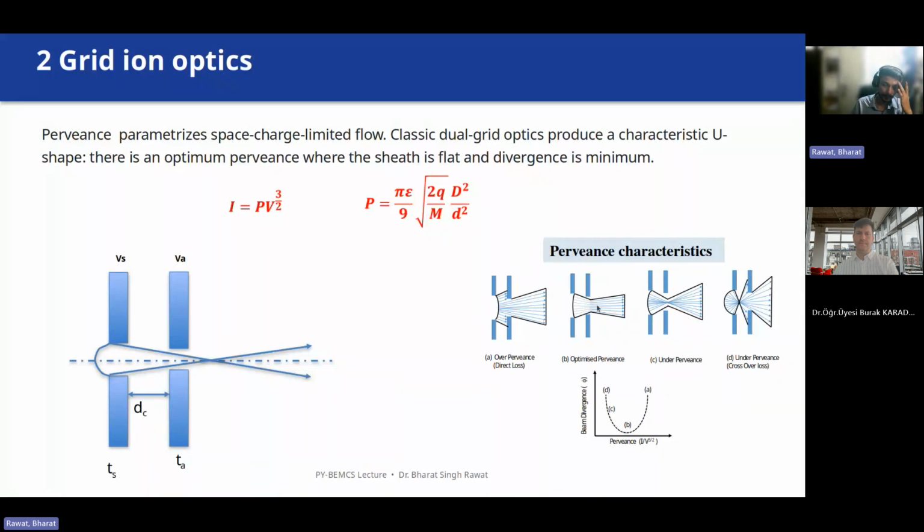But if you keep on increasing your acceleration voltage, or if you keep on decreasing your plasma density, there would be an underperviance, which would cause overfocusing of the grids, which would again increase your divergence, which would lead to the C part of this below curve. And if you still keep on increasing your acceleration voltage, it would cause the focusing of the ion optics just before the acceleration grid, and again the interception at the acceleration grid would start. So in this typical scan, you can either increase your current or your acceleration voltage. Both should give you a typical U-type divergence versus perviance curve.